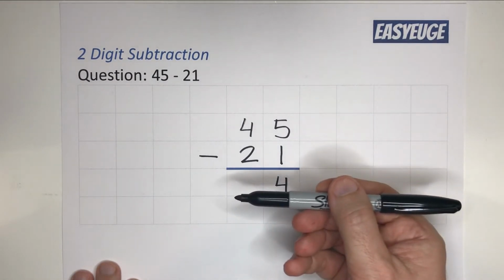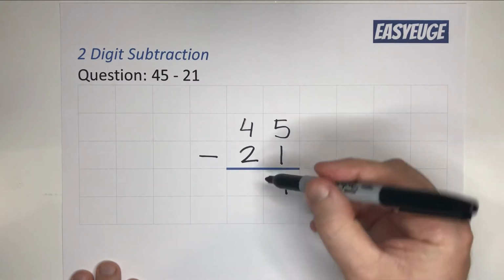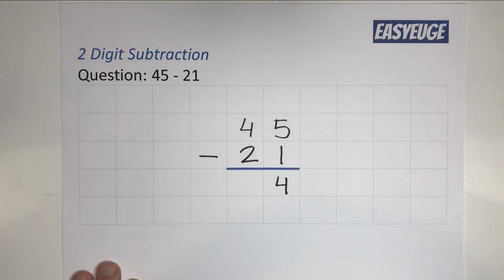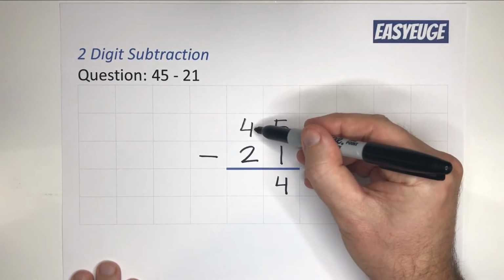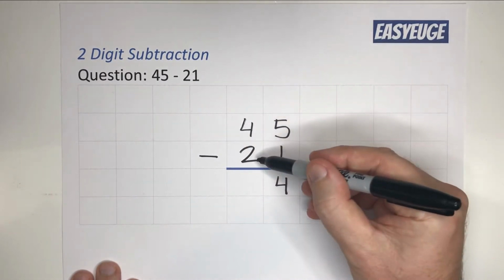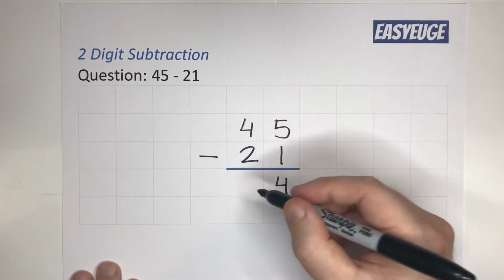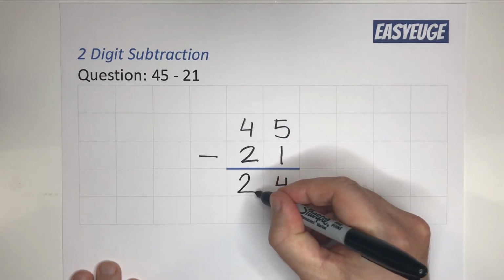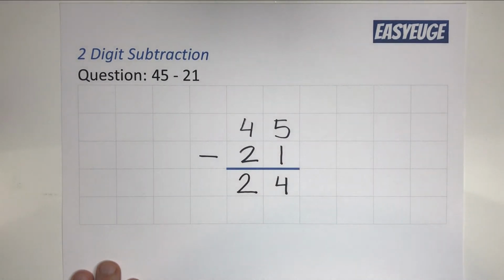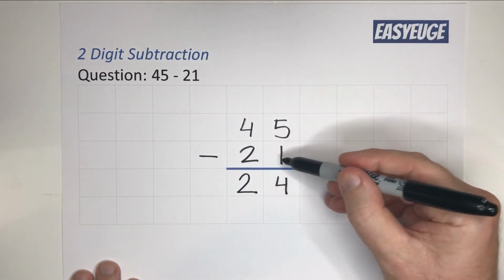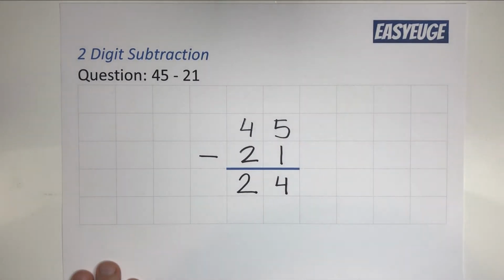Now let's move to the left hand side. We just move over to the tens column. Let's do this one. We start at the top, 4, and we subtract 2. 4 subtract 2 is 2. And we write the answer below the line. There's nothing else to do, so we have now finished 2-digit subtraction. 45 subtract 21 is 24.